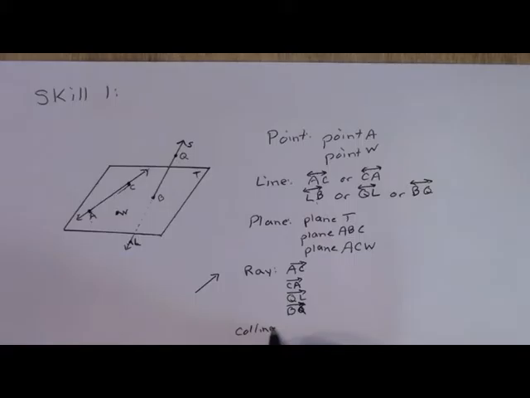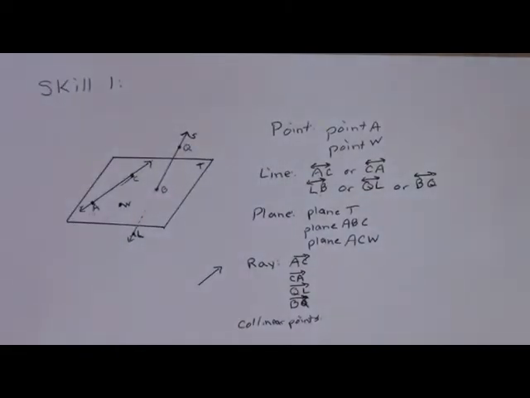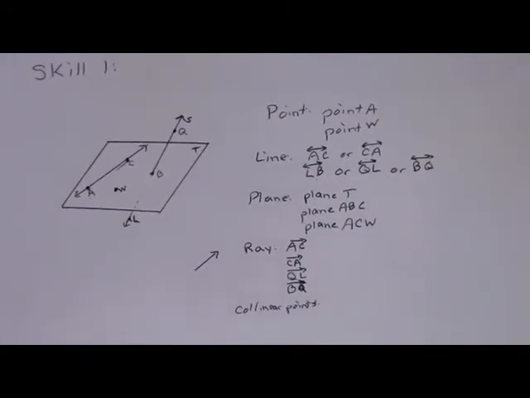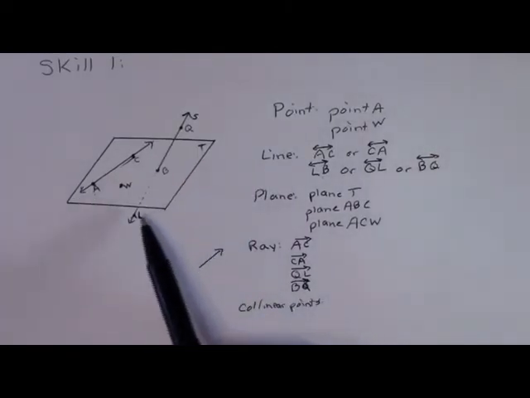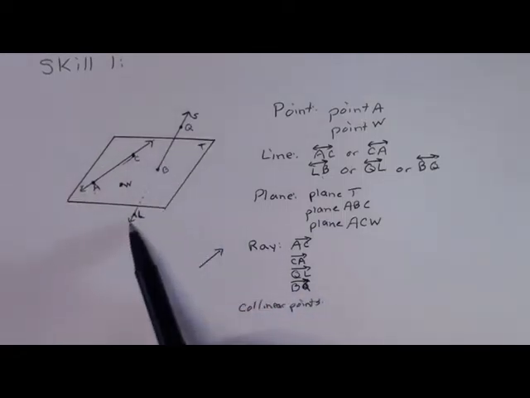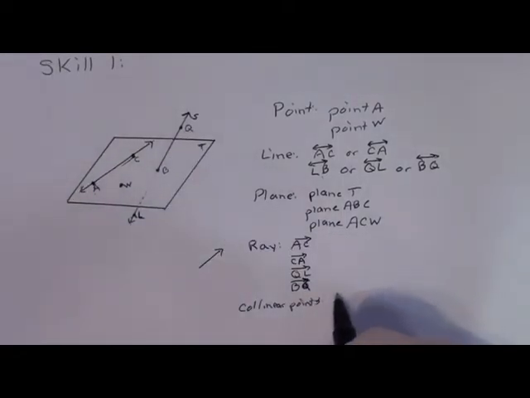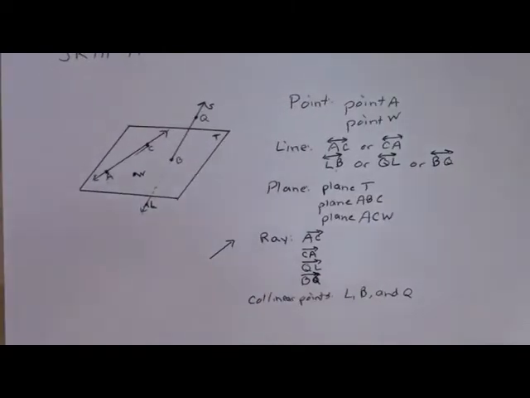The next vocab word, collinear points. Collinear points are 3 or more points that lie on the same line. So for example, the only line here that has 3 or more points is this line right here. L, B, and Q are the collinear points. Another vocabulary word are coplanar points.